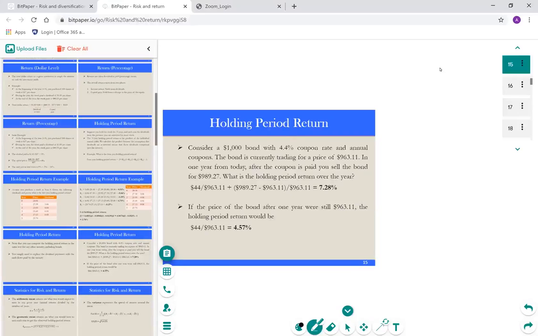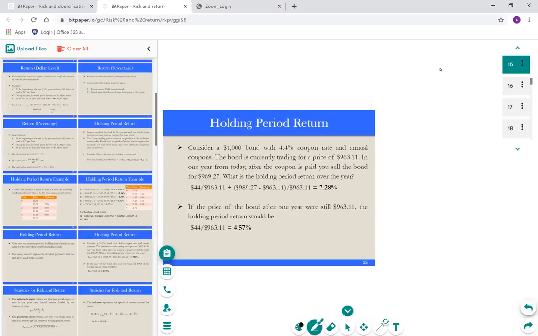If you are able to sell the bond at a higher price than you paid for it, in this example, we are able to sell it for $989.27, whereas we paid $963.11 for the bond. And so we would have some capital gain as well as some income from the bond. Income would just be the coupon that we would get.